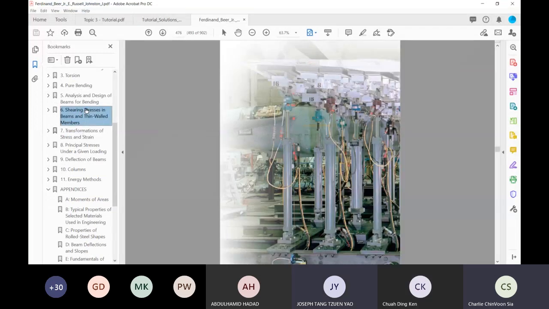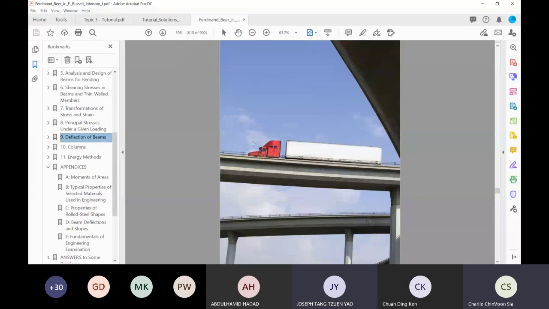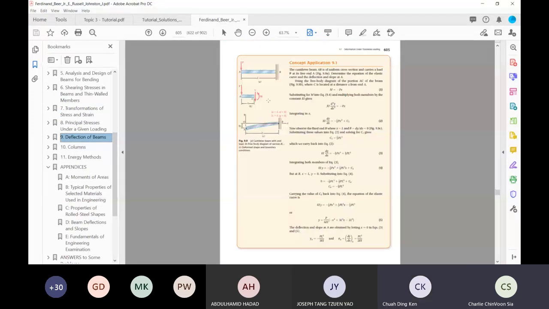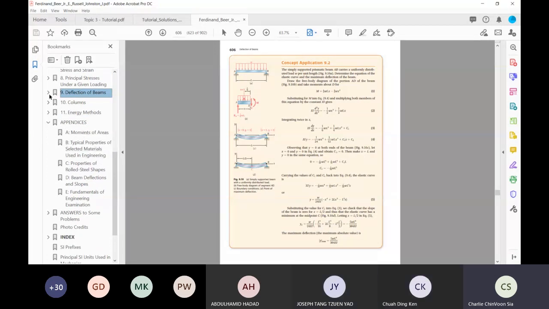For example, if you look at the deflection of the beam, there's a lot of explanation. The lecture note is actually from here. So if you have this book, it's quite good for you to refer to, and there are a lot of questions as well for you to try out.